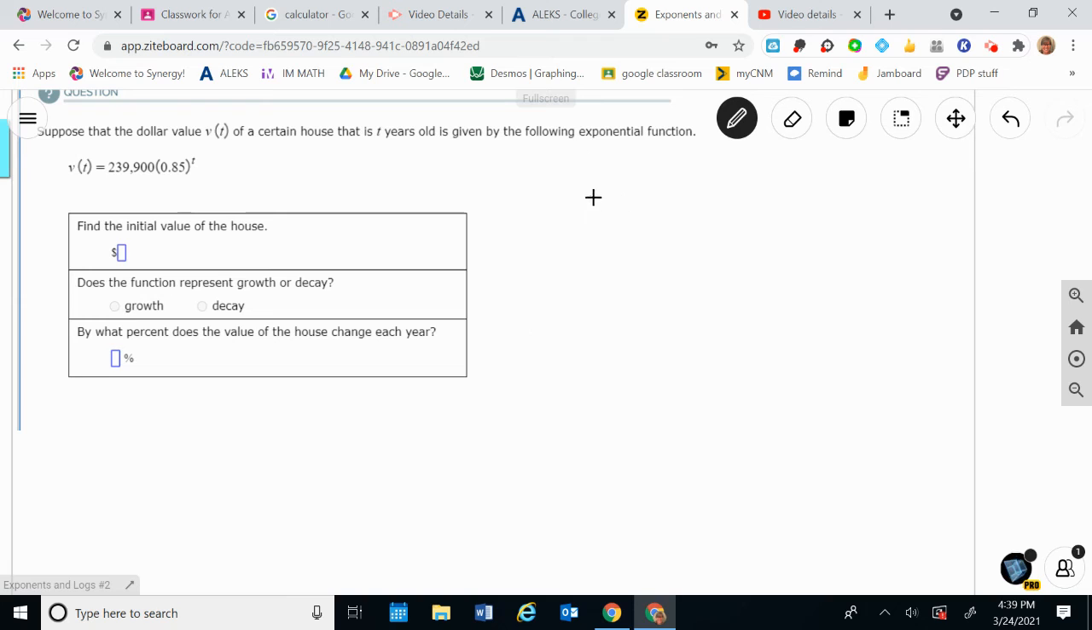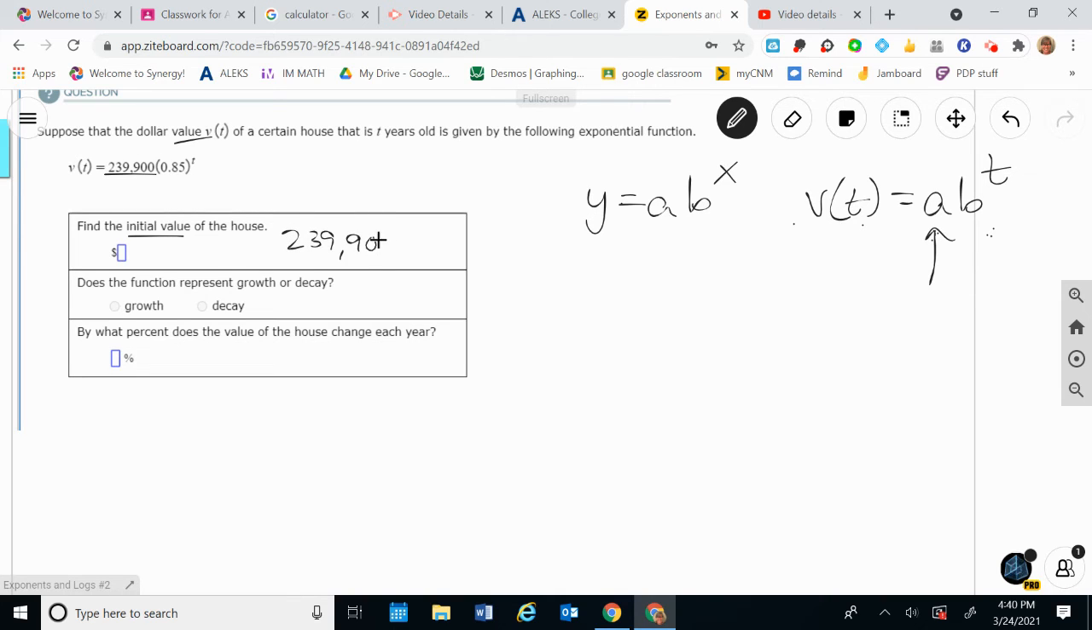Okay, y is equal to a b to the x. Or in this case, v of t, which means v, dollar value. The value is dependent on time. And then this is a, and this is b, and this is t. Okay. Find the initial value. So what they want you to know is which of these numbers or letters or values is the initial. A is the initial, because if time is 0, A is the initial amount. So it's 239,900.